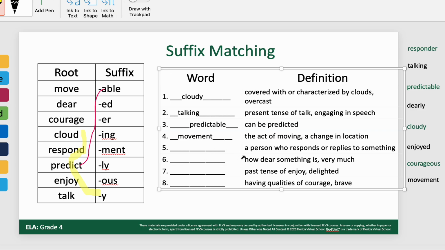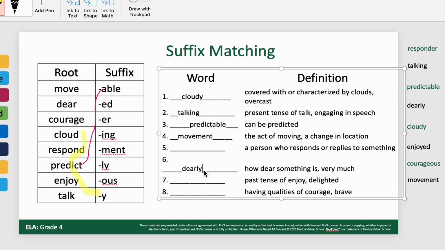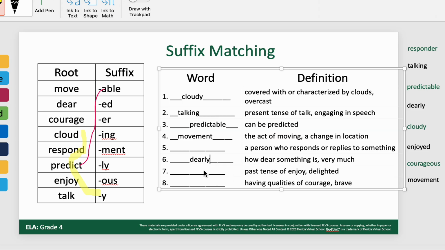How dear something is, like very much. So I would say dearly. So dearly. Sometimes we have that at a wedding when they're like, dearly beloved, we gather here today. Past tense of enjoy or delighted. So you did enjoy something. So that means I would have enjoyed the ice cream cone.